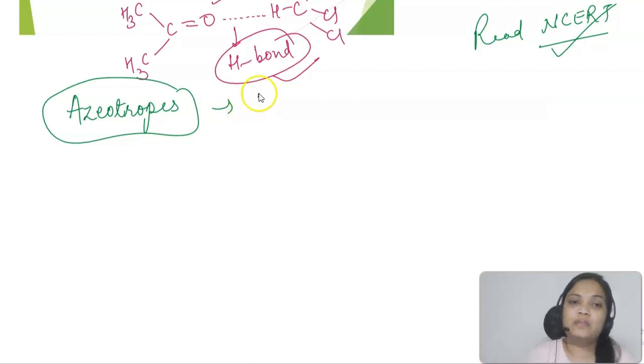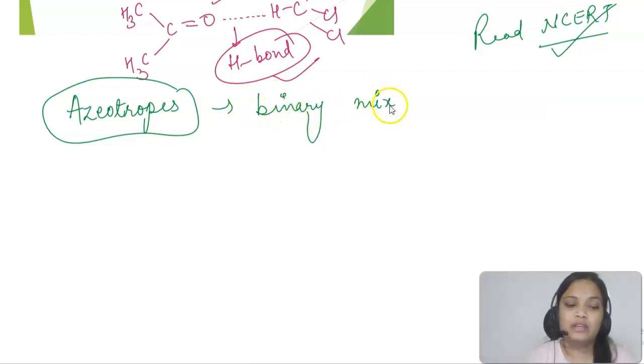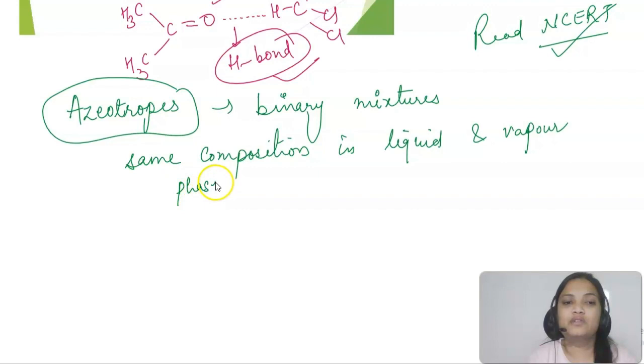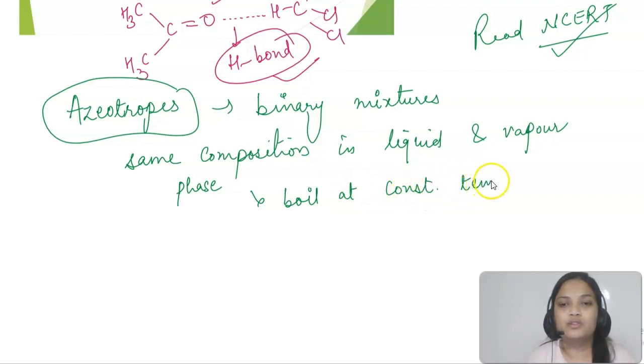So azeotropes are again your binary mixtures. Binary mixtures means having two components. Now these azeotropes will have the same composition in the vapor phase and the liquid phase as well. So same composition in liquid and vapor phase. And why do we call them azeotropes? They actually boil at constant temperature. So we call them constant boiling mixtures also.